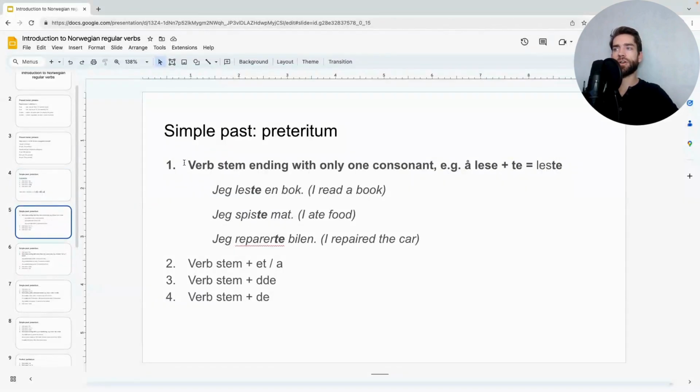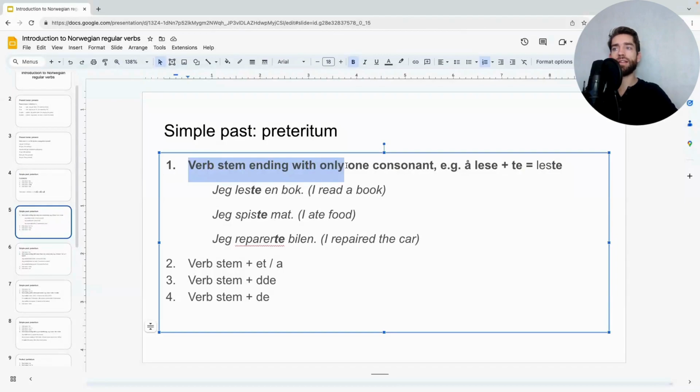Okay, so the first category is when the verb stem ends with only one consonant. So for example, å lese. Look at the stem here. We remove the e to get to the stem. It ends with one s, one consonant. So it's the first category. We call this a te verb because we say leste. So jeg leste en bok, I read a book in the past tense. Jeg spiste mat, from spise, one s, jeg spiste mat.